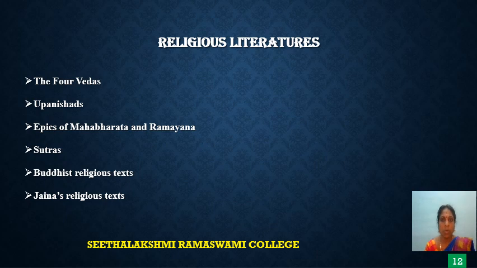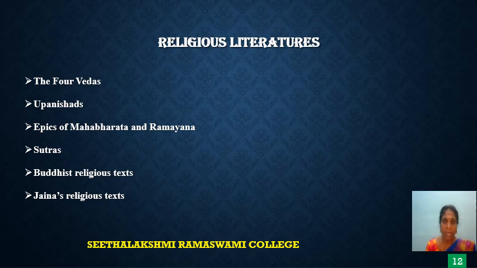Some of the sources are the four Vedas. The Vedas may be assigned to 1500 to 500 BC. The Rig Veda mainly contains prayers, while the later Vedic texts, Samaveda, Yajurveda, and Atharvaveda, comprise not only prayers but also ritual, magic, and mythological stories. Next is the Upanishads. The Upanishads contain philosophical discussion on Atma and Paramatma. Next, the epics Mahabharata and Ramayana.